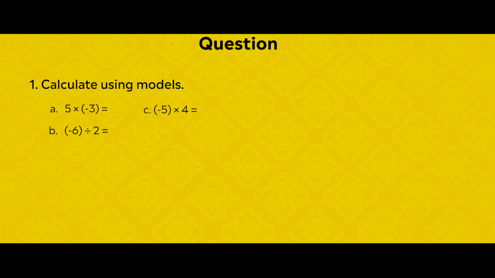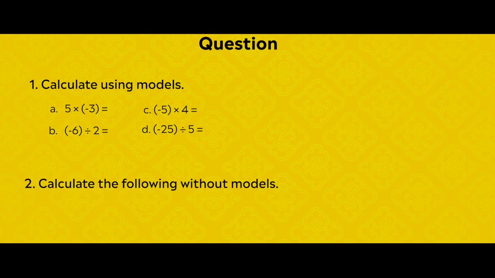Question number 1, calculate using models. A, 5 times negative 3. B, negative 6 divided by 2. C, negative 5 times 4. D, negative 25 divided by 5. Question number 2, calculate the following without models. A, positive 9 times negative 7. B, positive 49 divided by negative 7.